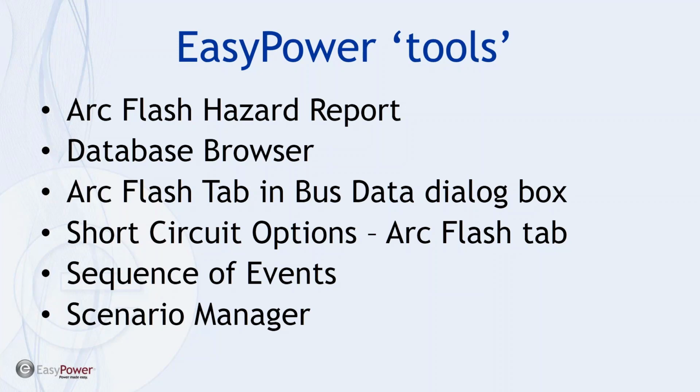We talked about short circuit options in the Arc Flash tab of the choices you have there. That's where you select the integrated method. Sequence of events gives you an idea of how convoluted and the multiple sources of fault current that the tool is looking at. And utilizing Scenario Manager to configure different operation modes of the system will give you the ability to limit some of that variation.